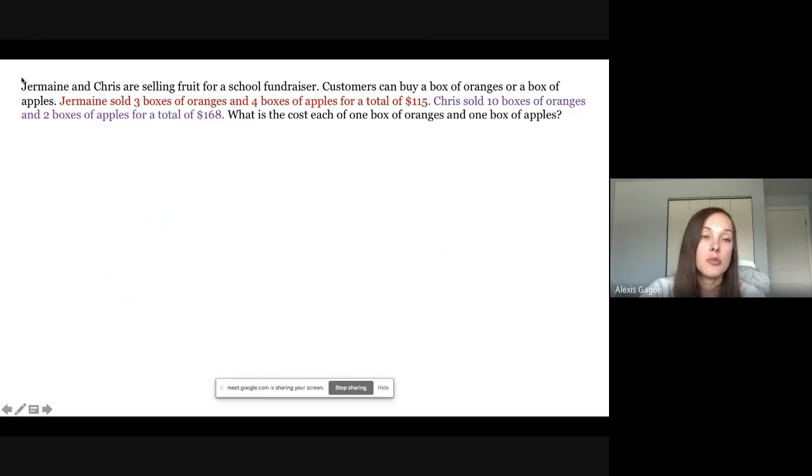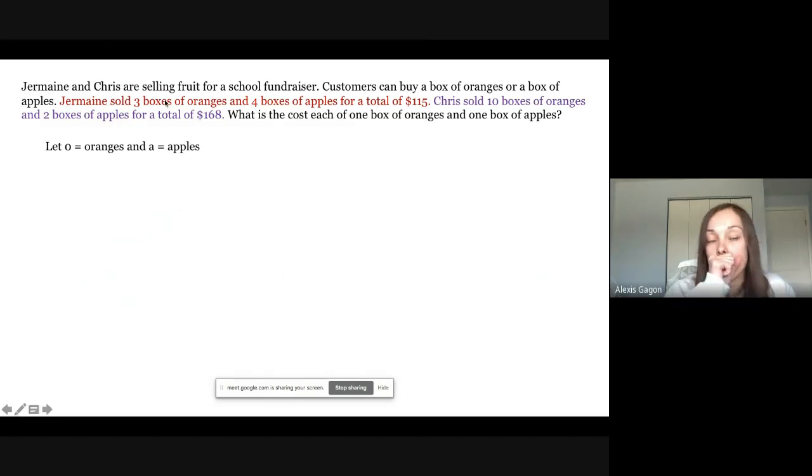So first, I just put these in colors, okay, this is going to be one of our sentences, this red part that Jermaine sold 3 boxes of oranges and 4 of apples. And then Chris sold 10 boxes of oranges and 2 boxes of apples. So that's going to be our other equation. And let O equal oranges and A equal apples. On the quiz, it's going to say let O equal oranges and A equal apples or whatever it is. I'll give you what those variables are supposed to be.